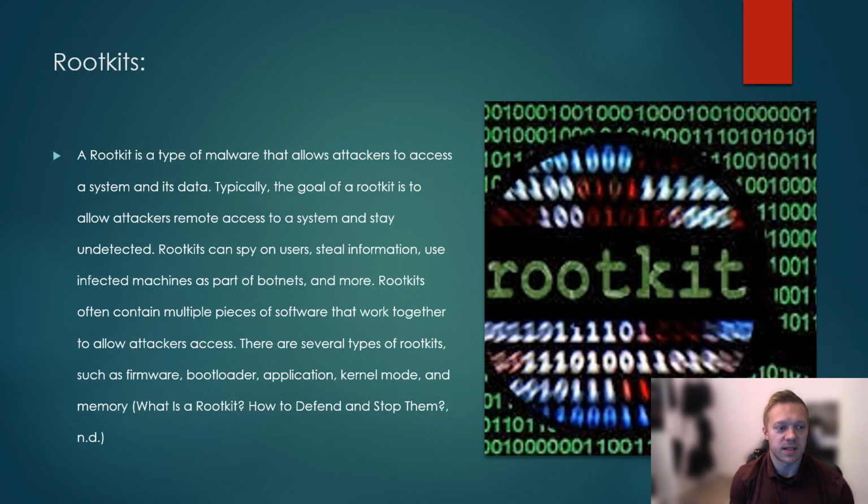Rootkits. A rootkit is a type of malware that allows attackers to access the system and its data. Typically, the goal of a rootkit is to allow attackers remote access to a system and stay undetectable. Rootkits are used to spy on users, steal information, use infected machines as part of botnets, and more. Rootkits often contain multiple pieces of software that work together to allow attackers access. There are several types of rootkits, such as firmware, bootloaders, application, kernel mode, and memory.